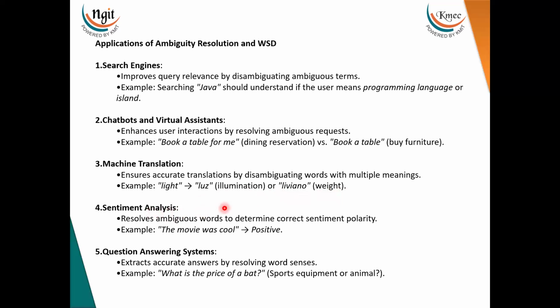Next is sentiment analysis. It resolves ambiguous words to determine the correct sentiment polarity. For example, the movie was cool, so it is positive, and cool can also relate to the weather, but here since they are talking about the movie and it is cool, the context tells us the movie is positive. Okay, and next, question answering systems. They extract accurate answers by resolving word senses. For example, what is the price of a bat? Sports equipment or animal. So it doesn't refer to any other context like animal, right?